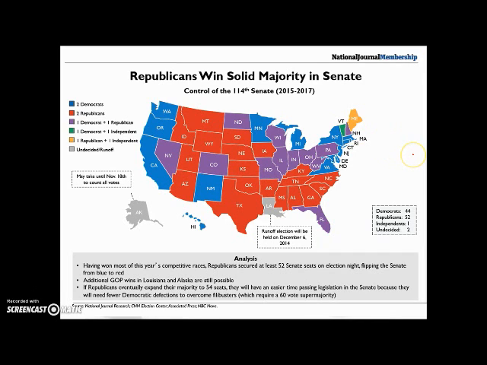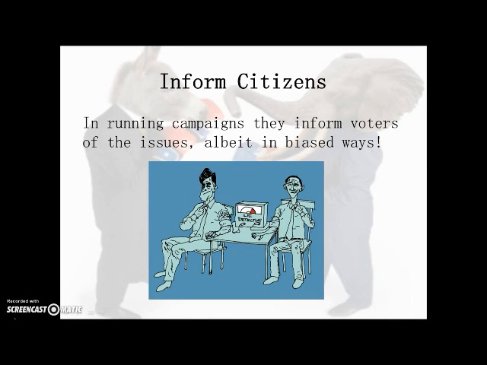The fifth and final way that political parties influence American voters is to inform citizens. In running campaigns, they inform voters of the issues, although sometimes they do it in very biased ways. They run campaigns for candidates. That's what political parties do. During campaigns, political parties run TV ads, distribute pamphlets, post blogs, and help candidates give speeches. All of this media helps people understand what the political issues are and how government works.